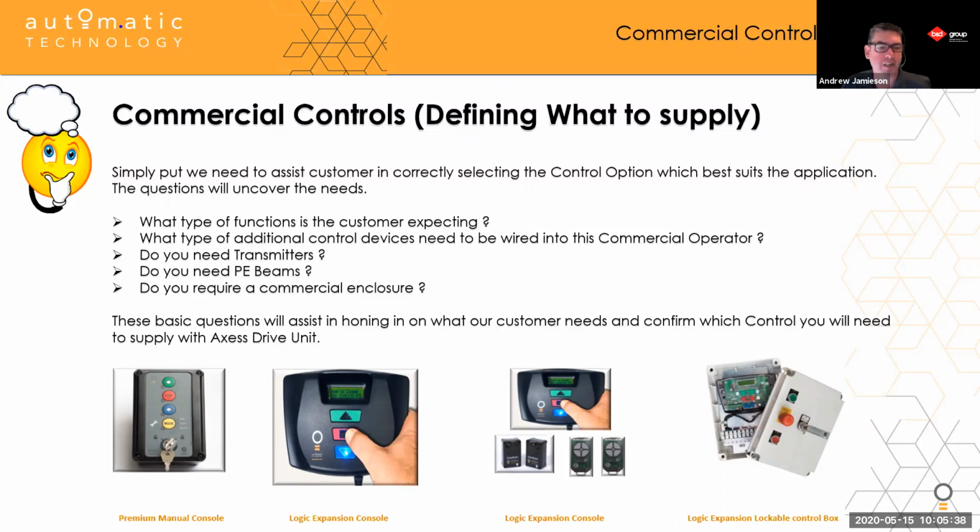So what type of function is the customer expecting? Okay, so that needs to be detailed. What type of additional control devices need to be wired into the commercial opener? That needs to be detailed. Do we need transmitters? Okay, straight away we know that, okay, if you need transmitters, you need a logic console. If you need photo beams, you need a logic console.